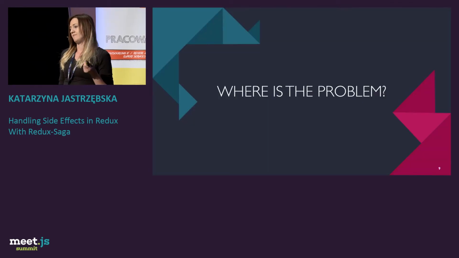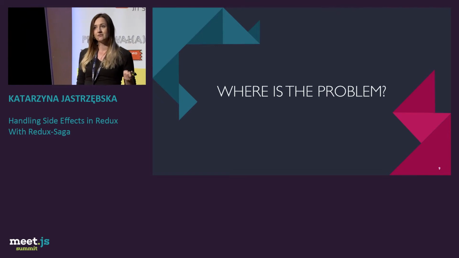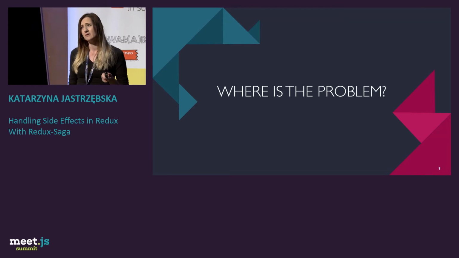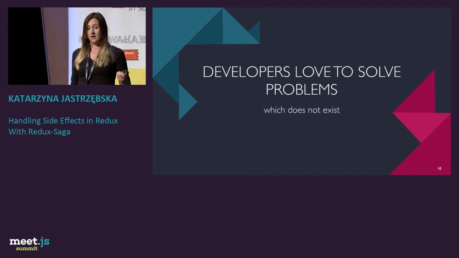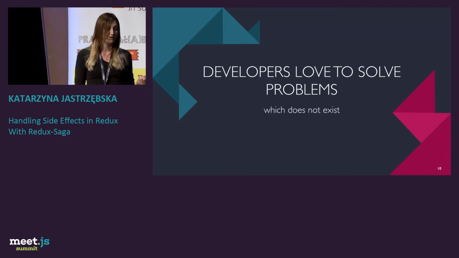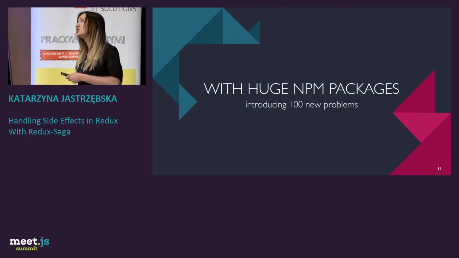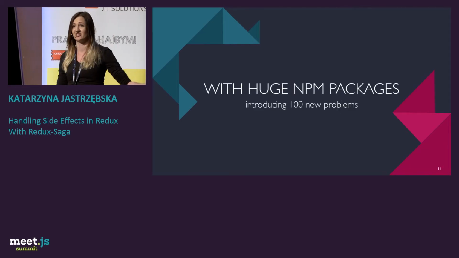So where is the problem? Where is the problem with asynchronicity? We already know how to handle asynchronicity, so let's think about what the possible dangers are and why we should actually think about it and talk about it. Because as you probably know, developers love to solve problems which do not exist with huge NPM packages which actually introduce another problem.